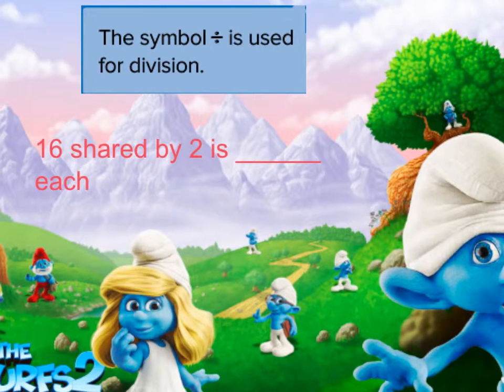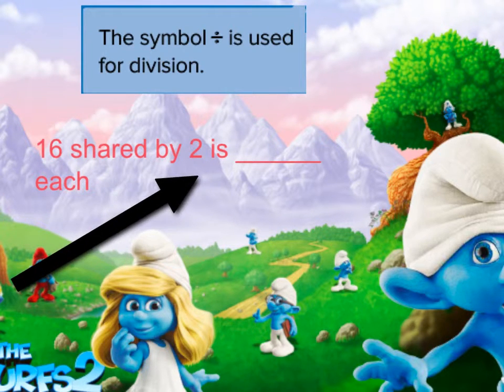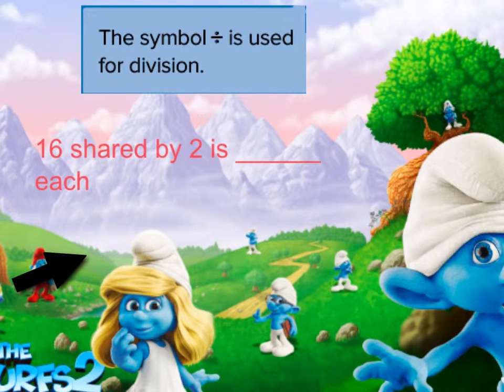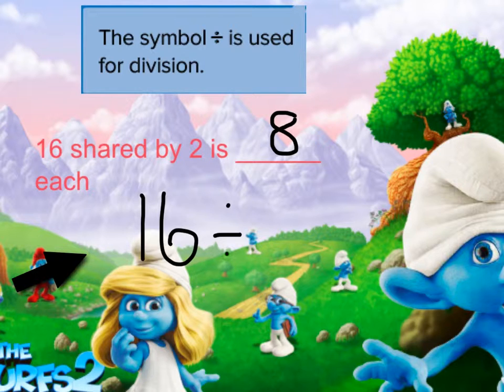Let's have a look at this word sentence. 16 shared by 2 is something each. Well, 16 shared by 2 is 8 each. But I can also write that as a number sentence, and that would be using the division symbol. 16 divided by 2 equals 8.